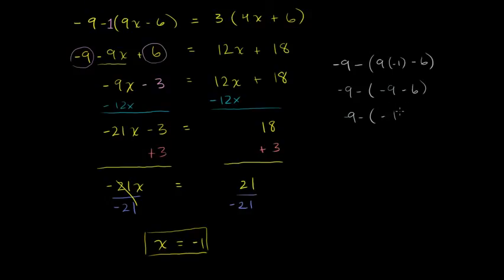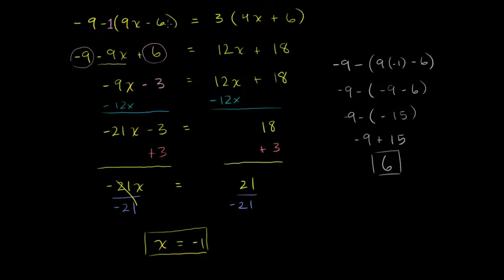Negative 9 minus 6 is negative 15. Let me make sure I did that. Negative 9 minus 6, yep, negative 15. So I have negative 9 minus negative 15. That's the same thing as negative 9 plus 15, which is 6. So that's what we get on the left-hand side of the equation when we substitute x is equal to negative 1. We get it equals 6.